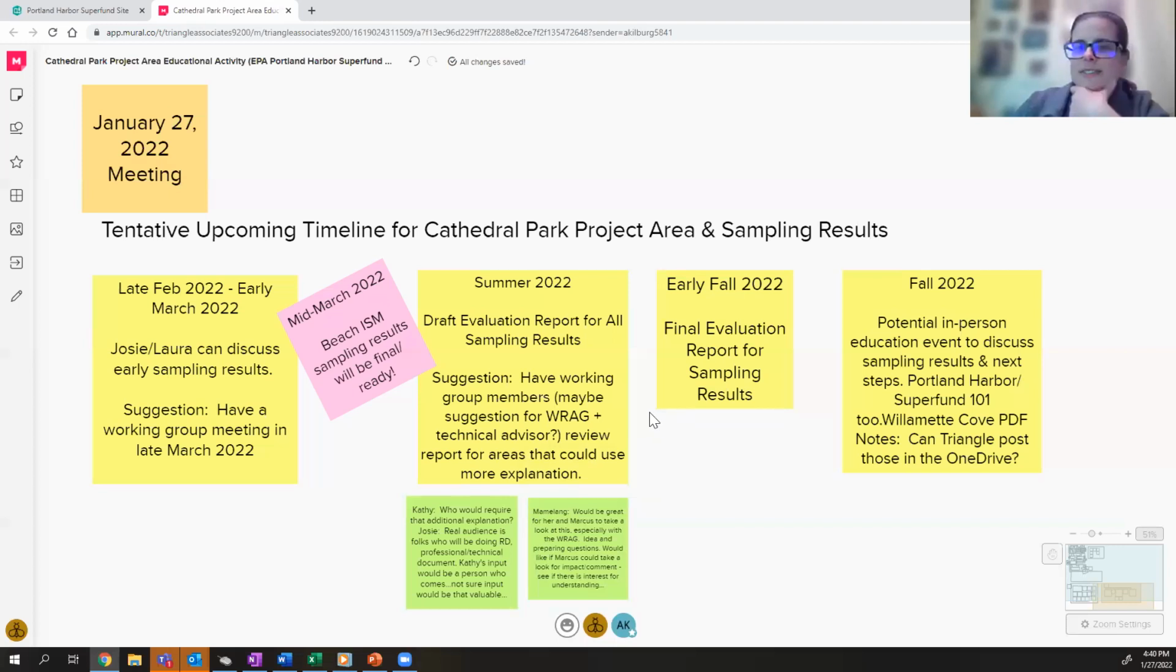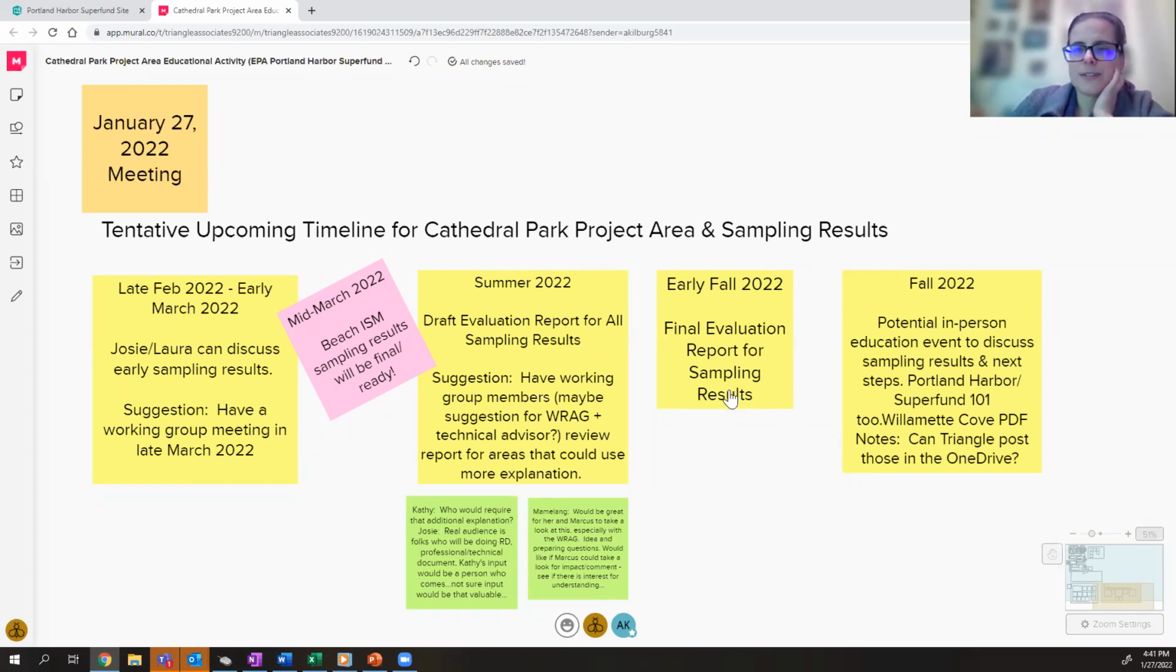Any other thoughts on this? I think that's a good summary. Josie, I think we have a path forward for that. So we won't plan to share it with this full working group, but if there is anyone who's specifically interested, who hasn't spoken up, let me know, and we'll share it with you and check with the RAG and Marcus. And then the final report is estimated for early fall. So just FYI.